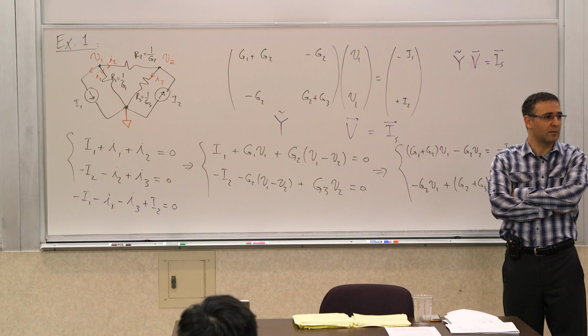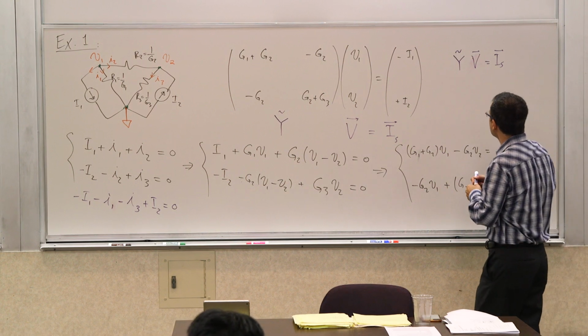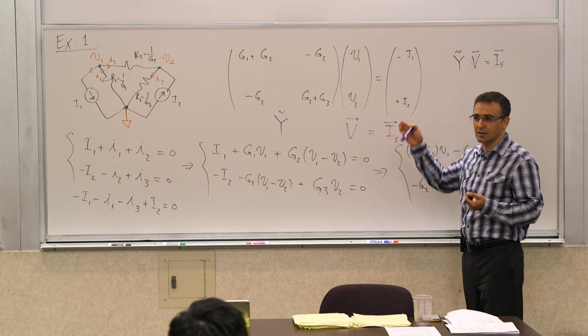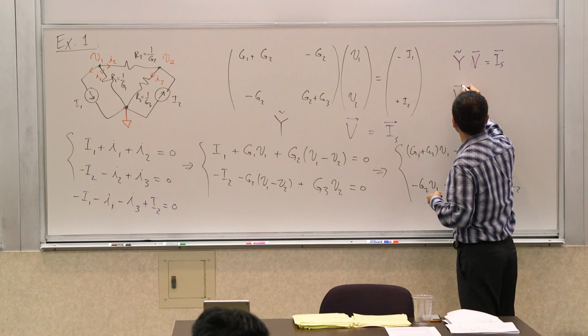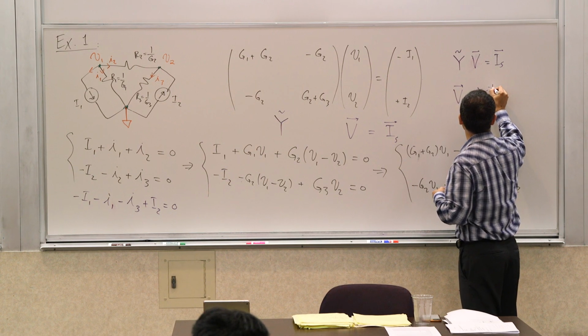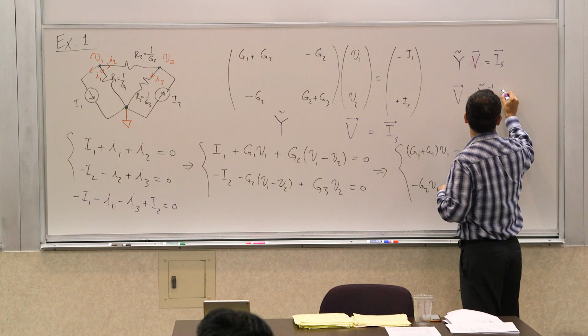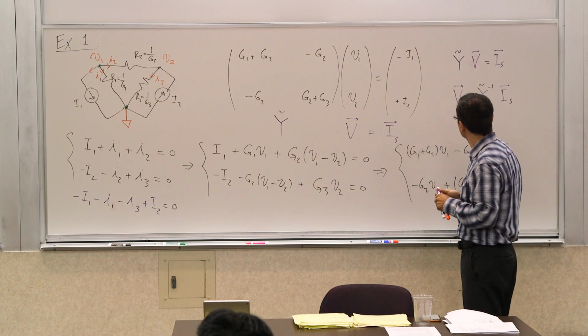Invert Y, right? And apply. So you apply the Y inverse, the inverse of the matrix, to both sides. On this side you get unity. On the other side you get Y inverse times I. So the solution for V is really applying the Y inverse, the inverse matrix, times I. So this is how you find it.